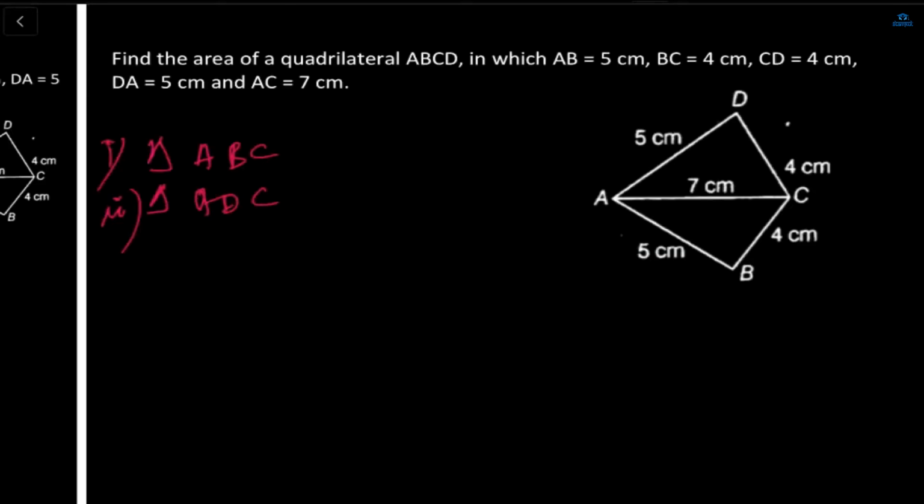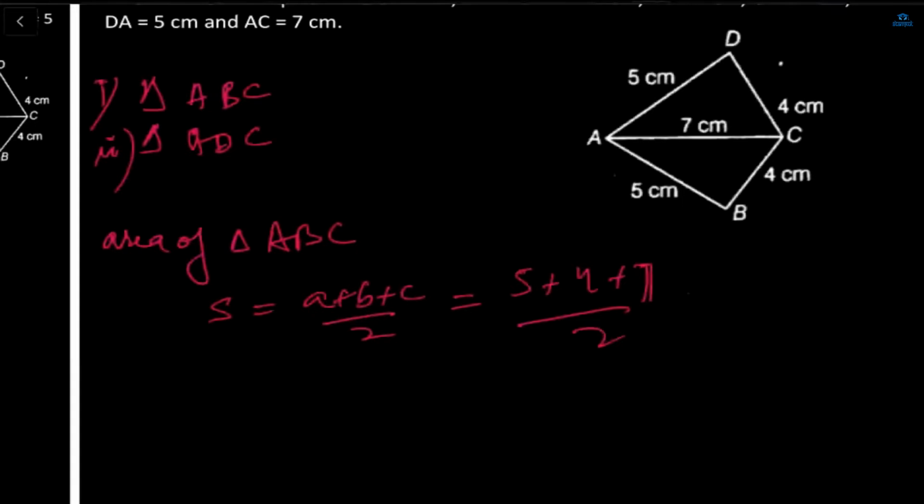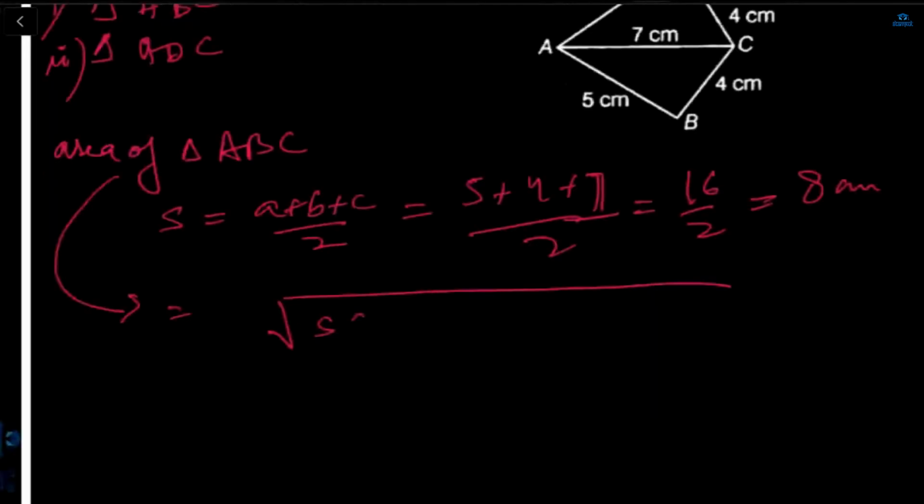So, area of triangle ABC. What will be the area of a triangle? First, we will find out the semi-perimeter. So, what is a semi-perimeter? A plus B plus C upon 2, which is equal to 5 plus 4 plus 7 by 2. So what will it be? 16 by 2. Ma'am, it will not be 16 by 2, right? Oh, yes, ma'am, it will be 16 by 2, sorry. Okay, so now area of triangle is equal to root of S into S minus A, S minus B, S minus C, from Heron's formula.